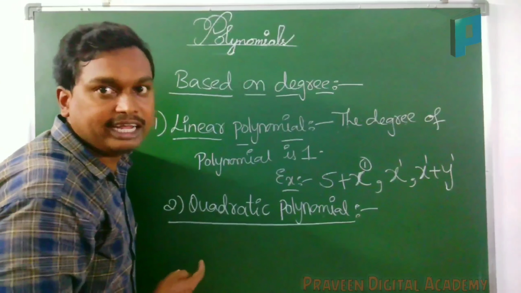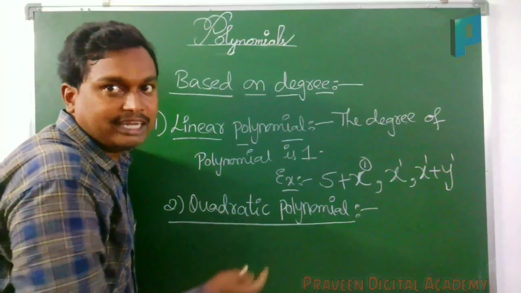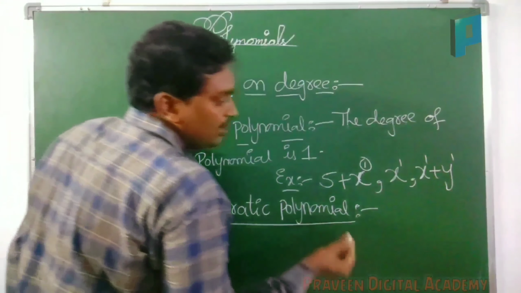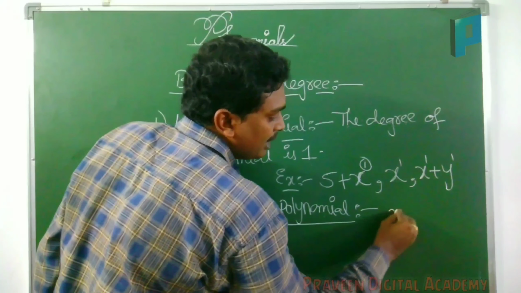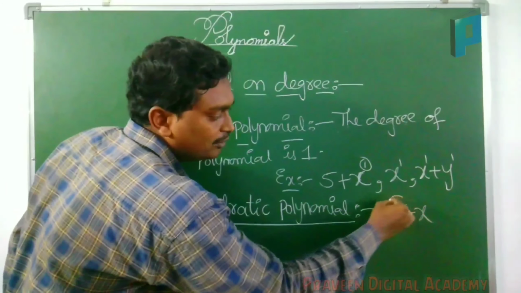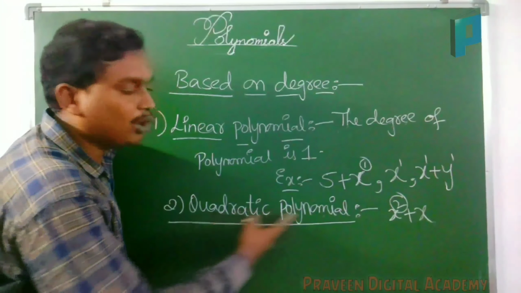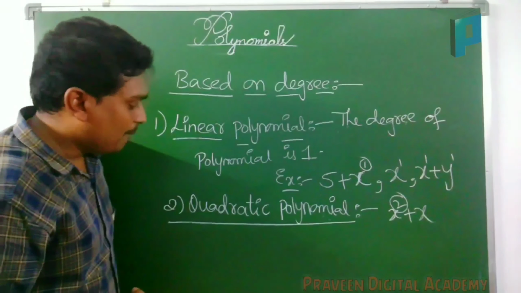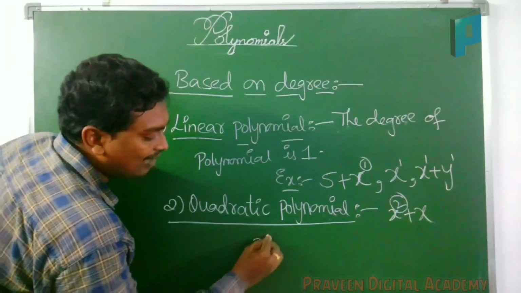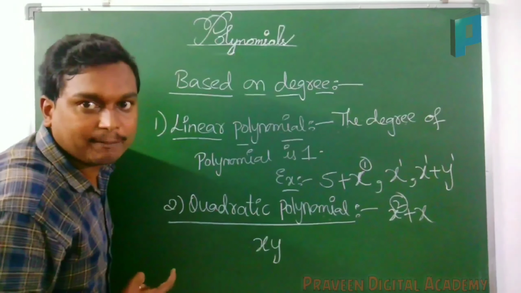Here I am not writing a definition. I will give you some examples to help you understand very clearly. If you have x square plus x, what is the highest power of this polynomial? It is square, 2. So we will call it a quadratic polynomial. If you have xy, that is also a quadratic polynomial.